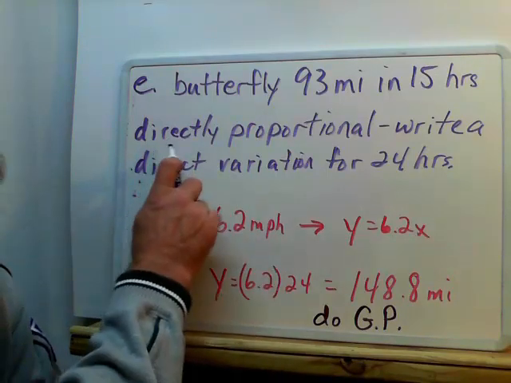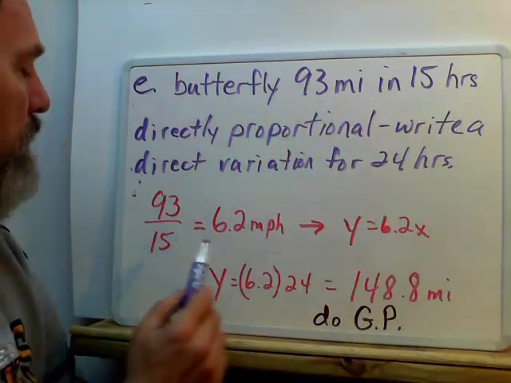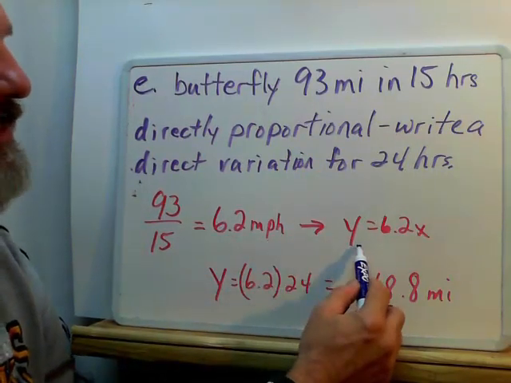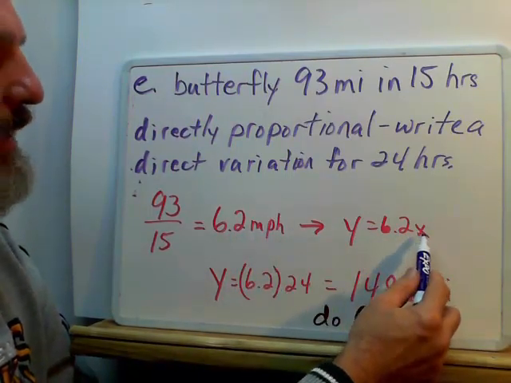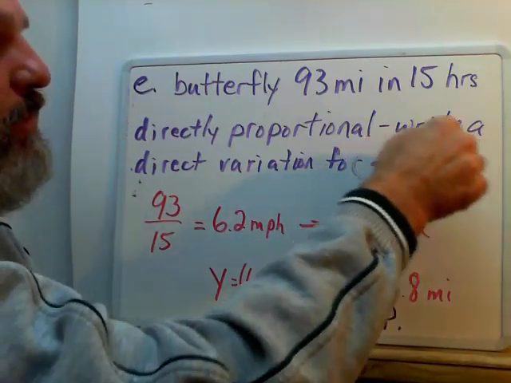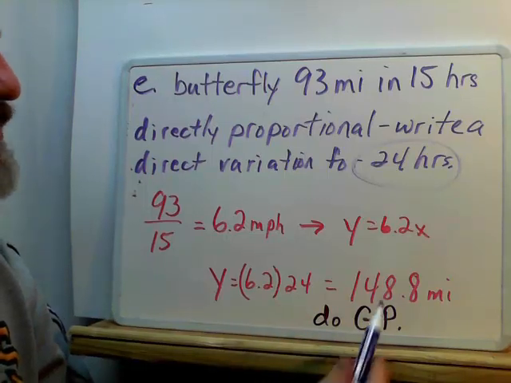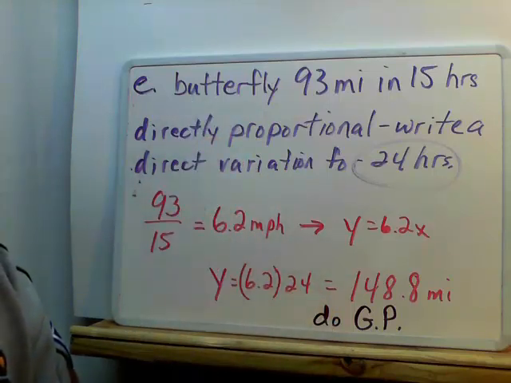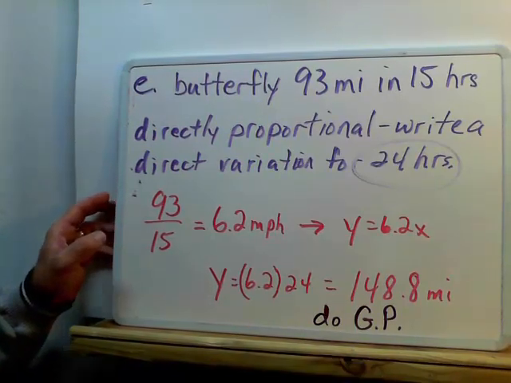Letter E, we have a butterfly that travels 93 miles in 15 hours. We're told that this is another directly proportional situation. They want you to write a direct variation for 24 hours. So first we say 93 miles in 15 hours is 93 divided by 15. That gives us 6.2 miles per hour. Feed that into our equation, which would be y equals the slope of 6.2, our unit rate, times x. The input of x is going to be 24 hours, so y equals 6.2 times 24. That means the butterfly can travel 148.8 miles in those 24 hours. Almost 150 miles in a day. Please do guided practice.